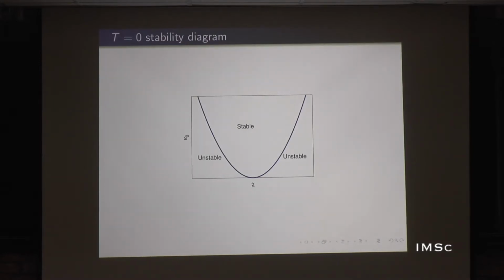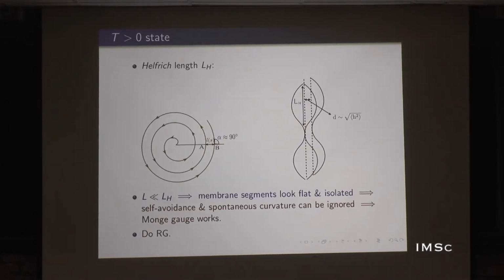So, this is a stability diagram, bending modulus versus the thermodynamic coefficient. So, there is a stable phase where the membrane is spiral, there are unstable parts where the membrane gets completely crumpled. Remember, these are all at t equal to 0. Thermal fluctuation plays no role here. That is equal to t greater than 0 state. This is more complicated as well as more interesting.